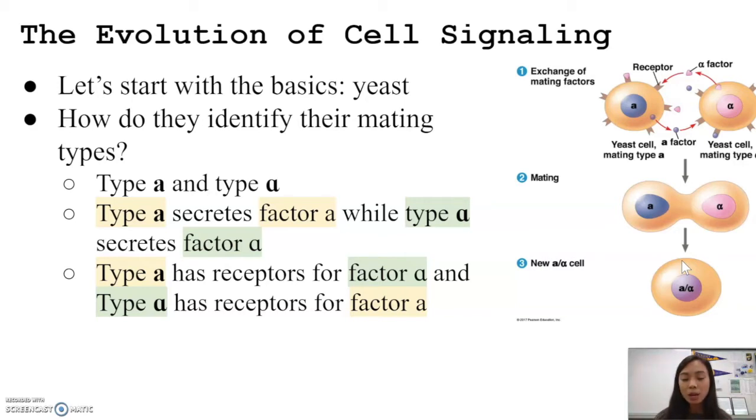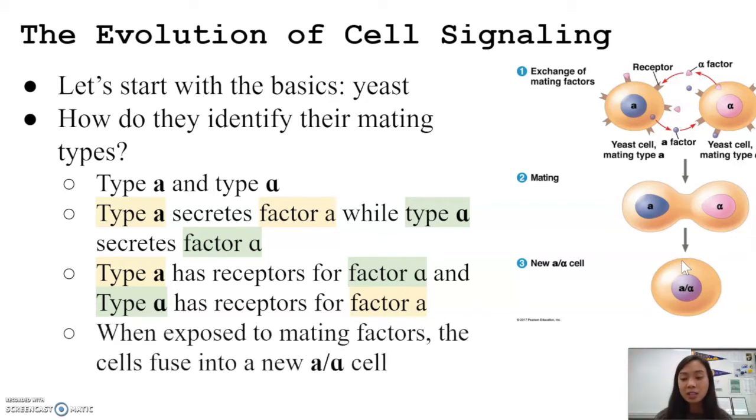And so in that way, they're able to recognize when the opposite type of cell is nearby, and when they both recognize each other, they're able to bind to each other, create a new A/alpha cell, and then from there, they can start to reproduce. Now, this combination of A and alpha cells allows for evolutionary advantages because they now have two sets of genes, and it allows for diversity and adaptations to environments when they reproduce in this way.